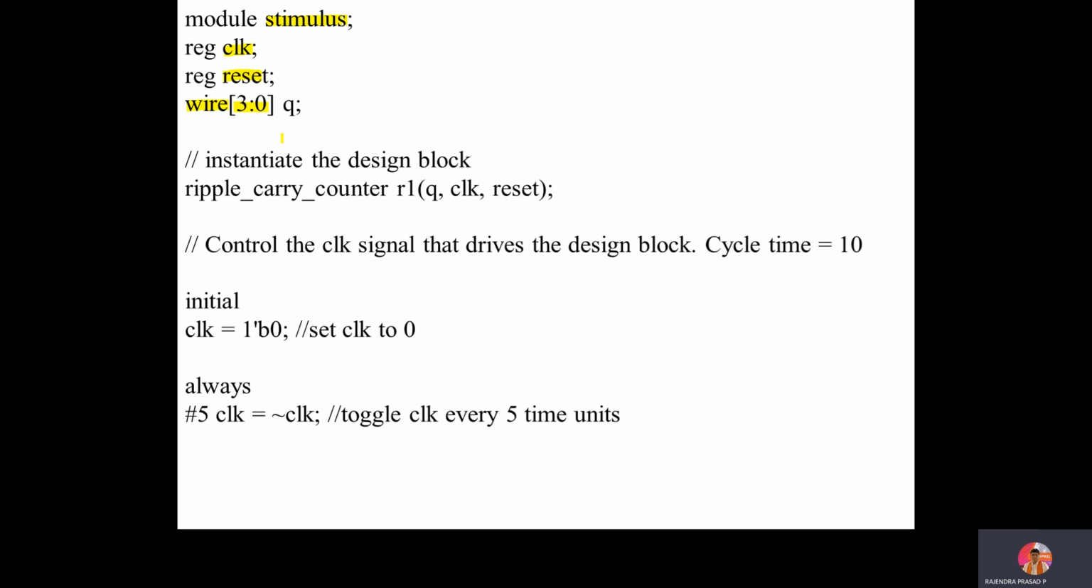This you should keep in your mind when you are writing a stimulus program. In a stimulus program, you cannot write input and output. You should just declare the variables as registers and wires. Okay, so that should be in your mind. And for which design block you are writing the stimulus program, that is what I am writing: the file and module name of the ripple counter, R1, with input and output. Input is clock and reset and output is Q.